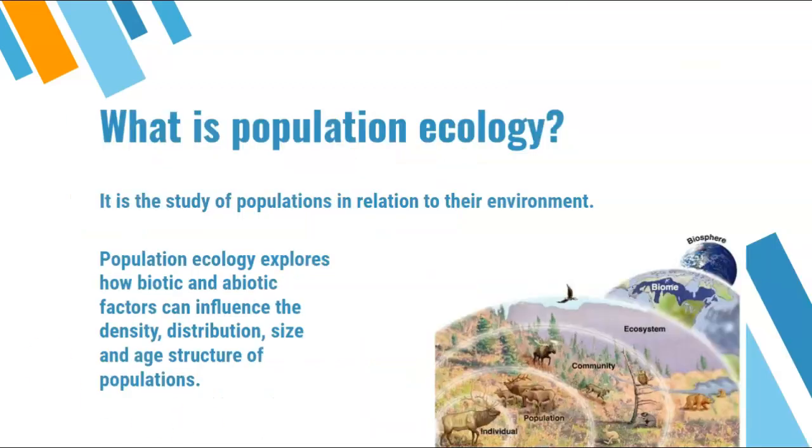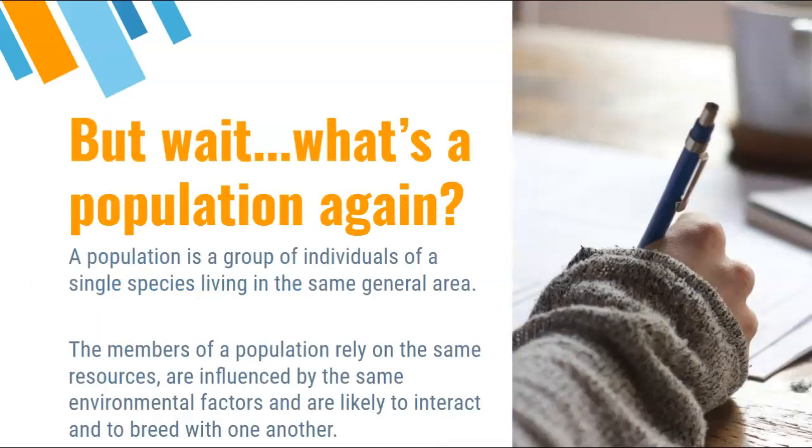Okay, so let's go back here. Notice here, maybe that's deer or elk or something, right? So just one species, not multiple species. That's the difference between a population and a community. Community is multiple species. Population is just one species, okay? So it's a group of individuals of a single species living in the same general area. They're going to rely on the same resources. They're going to have the same weather and all of that stuff, okay? So they're probably going to be breeding and reproducing with each other.